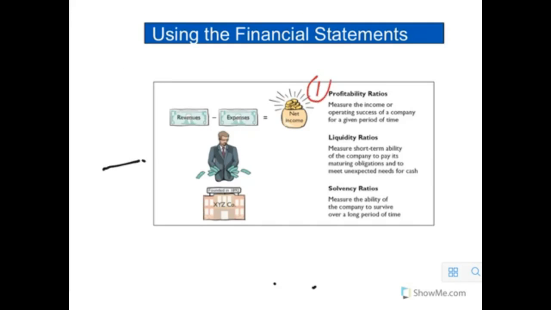One, there are the profitability ratios. That measures the income and the operating success of the business. That's your income statement here. Revenue minus expenses gives me my net income.